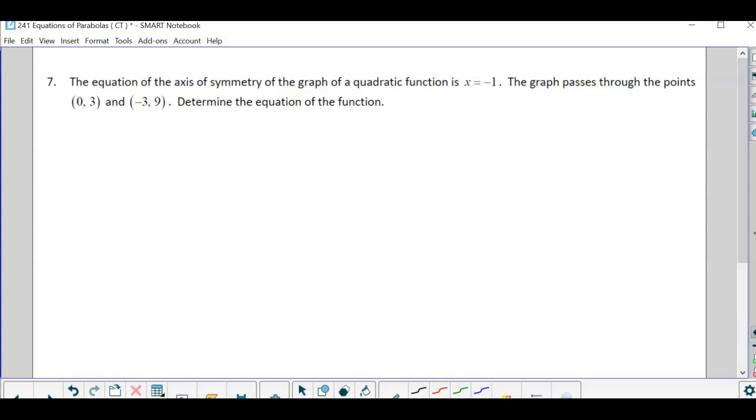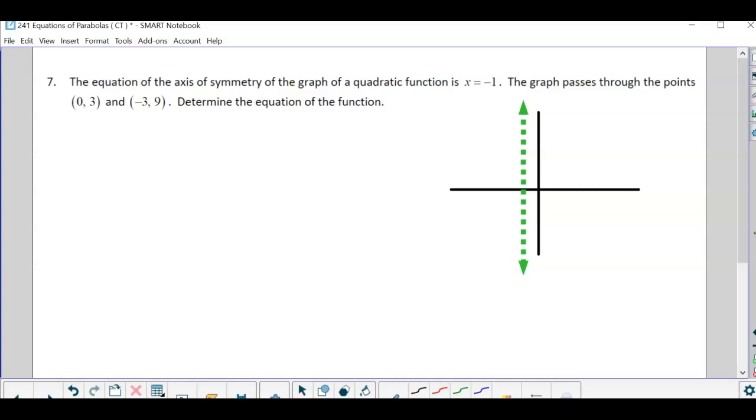Okay, number 7. The equation of the axis of symmetry of a graph is x equals -1. It passes through those points. Determine the equation of the function. Okay, so let's graph an axis of symmetry, like that.